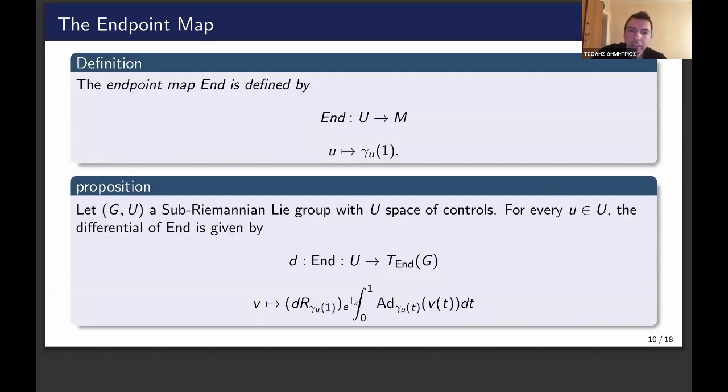Now, we can define the endpoint map. So the endpoint map is just a map from the space of controls to the manifold. Now here it's a Lie group. And it's defined like this. We take the control and map it to the trajectory for that control at time 1. And this is the definition of the endpoint map. And we have a proposition here, we can take the derivative of this endpoint map, which is defined like this. So the derivative is just the derivative of this right translation here and the integral of the adjoint. And we can prove this.